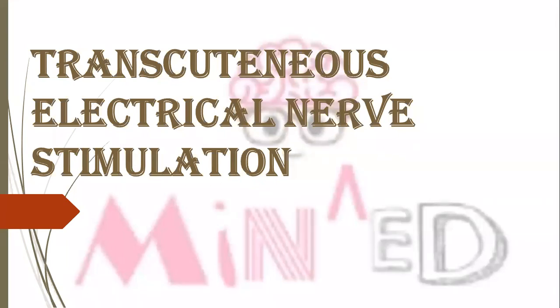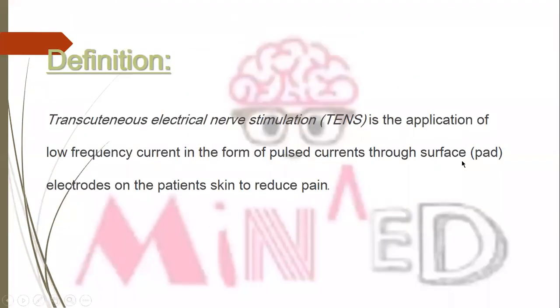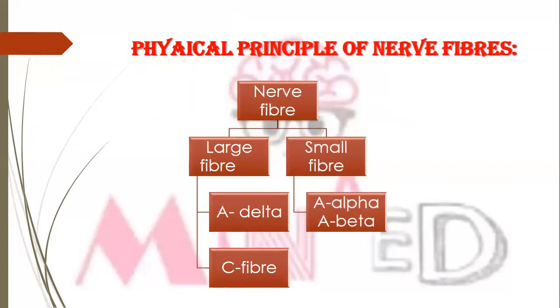The definition: transcutaneous electrical nerve stimulation is the application of low frequency current in the form of pulse currents through the surface or paired electrodes on the patient's skin or any surface of the patient's body to reduce the pain of that area. And there are several types of nerve fibers, which are of two types, one is large fiber and one is small fiber.